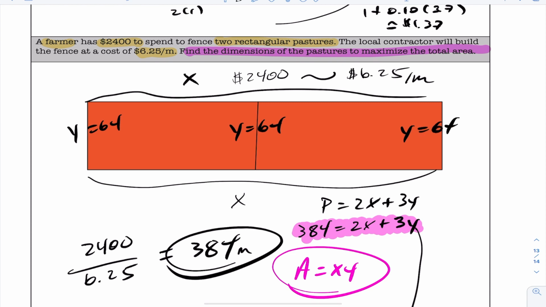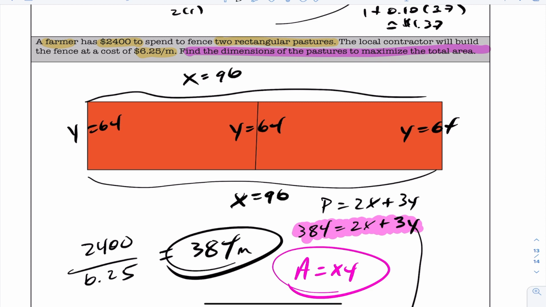So going back to our original diagram, each of these y's are supposed to be 64 apiece, and this x value here is going to be 96, and obviously the bottom one as well will be 96. So the dimensions that maximize area of this sort of double rectangular enclosure sharing one side of fencing is going to be, the entire structure will be 96 by 64, or you could break it up into individual pastures, in which case you'd have 96 divided by 2, which is 48. So you're going to have two 48 by 64 rectangular pastures.